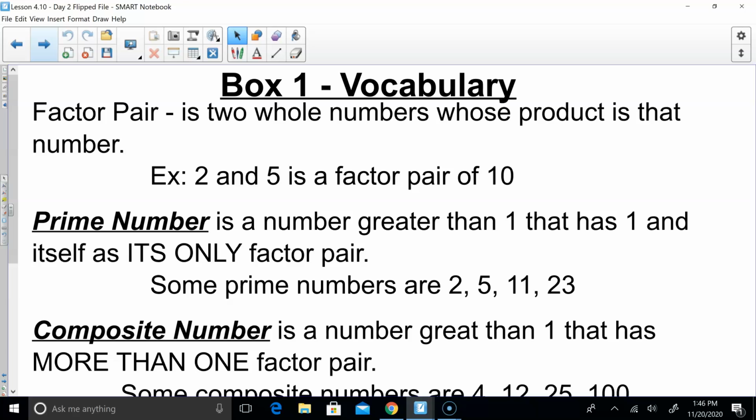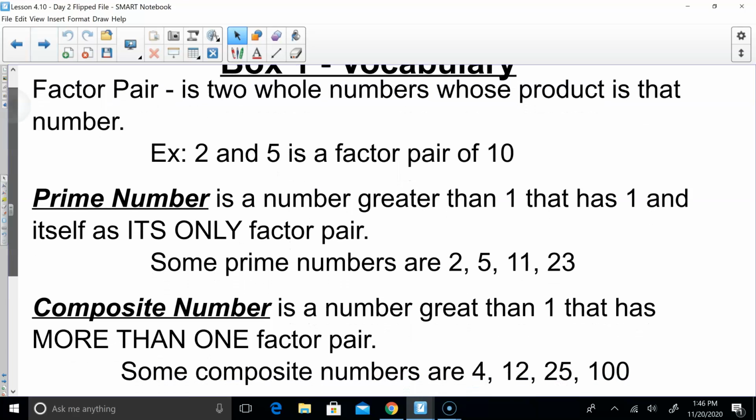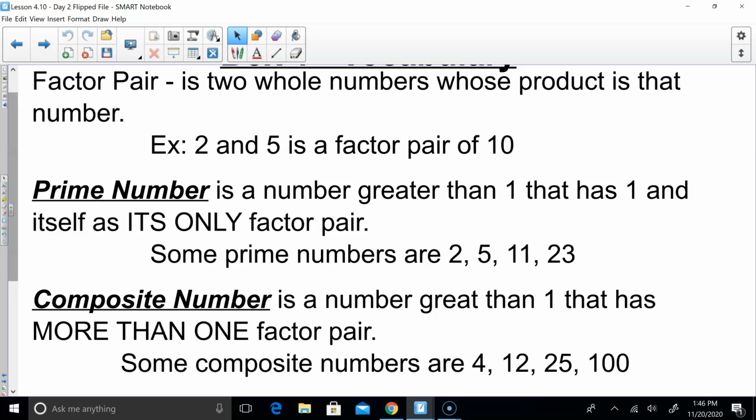That's the factor pair. So the other two words we talked about are what is prime and what is composite. So a prime number is a number greater than 1 that has 1 and itself as its only factor pair. So it's really important that it's only factor pair. That means that, for example, 2, there's only one factor pair of 2, and that would be 1 times 2. 5, there's only one factor pair, 1 times 5. 11, it's only 1 times 11. 23, 1 times 23. So you're getting the hang of that. A prime number has only 1 and itself as its only factor pair.